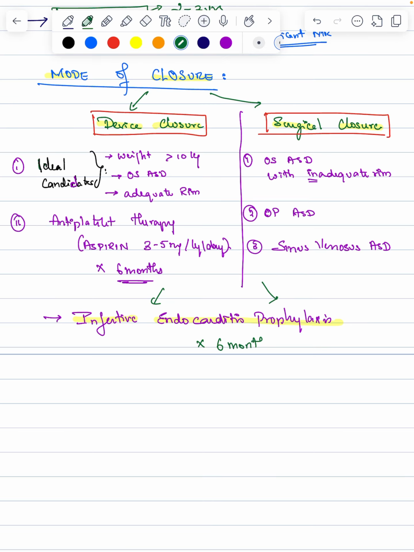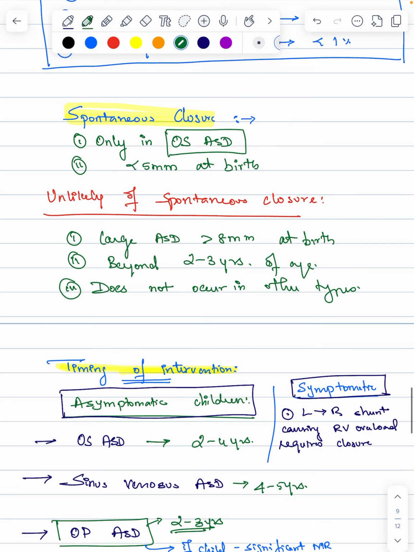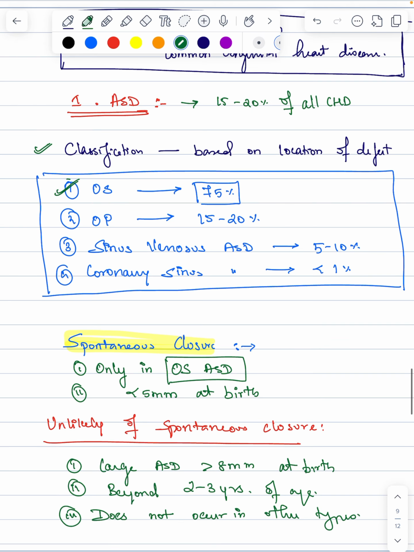So this is a small topic regarding the timing of intervention for children with ASD. Everybody should remember this because it is very useful for clinical purposes and also for your theory exam, and for the viva session also you can have this type of questions.